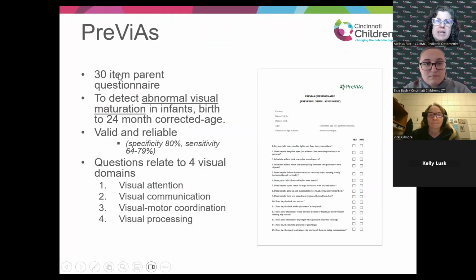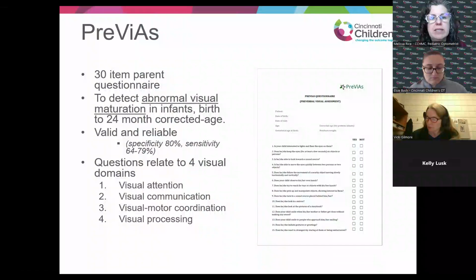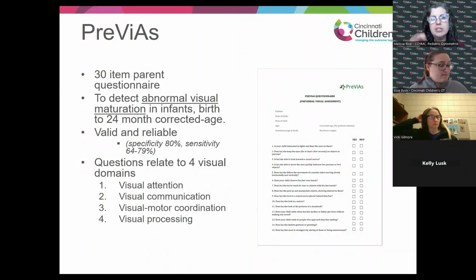Okay, so the previous is a 30-item parent questionnaire, and it's actually not specifically for CVI, but it's to detect abnormal visual maturation in infants, birth to 24 months corrected age. It's been shown to be valid and reliable, with a specificity of 80% and sensitivity between 64 and 79%, depending on the age category.